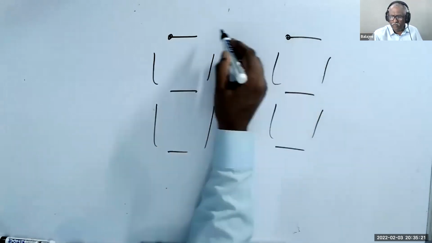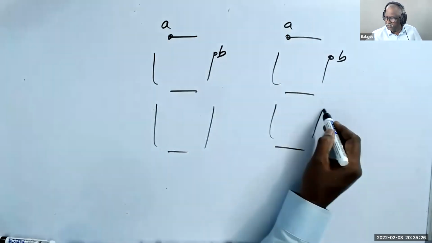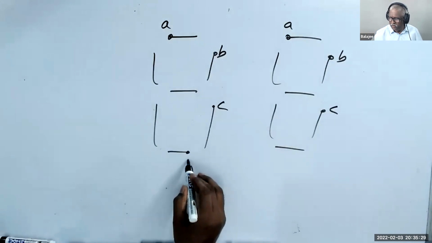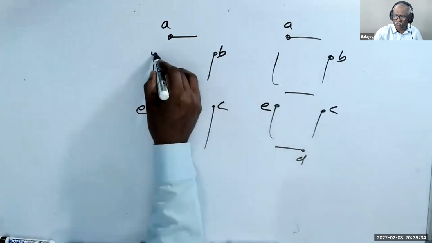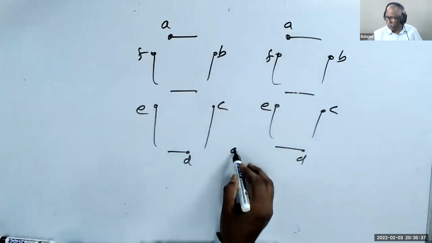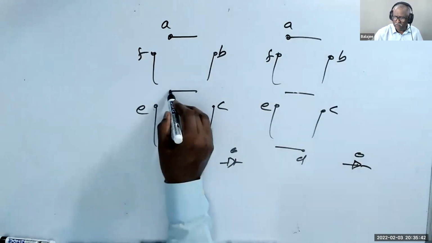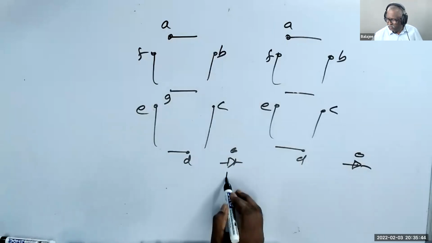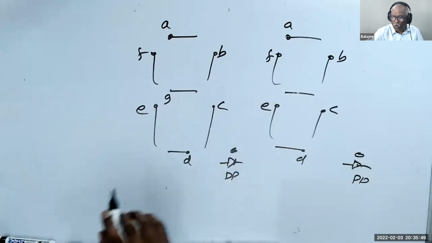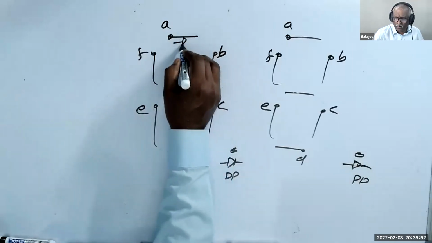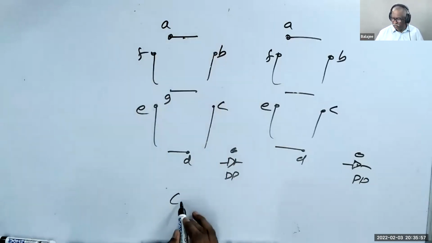You have A. Both the displays have A, B, C, D, E, F, and dot. The dot is G. Am I right? Now all these cathodes, this is a diode. They connect all the cathodes. Forget about the cathode for now. I'm not worried about the cathode now because it's a common cathode.